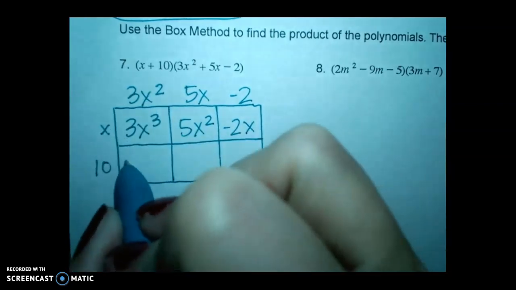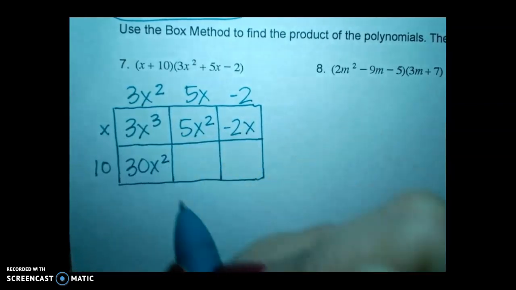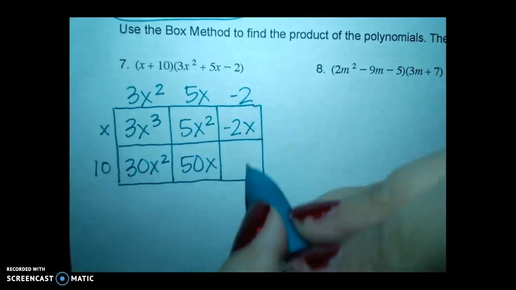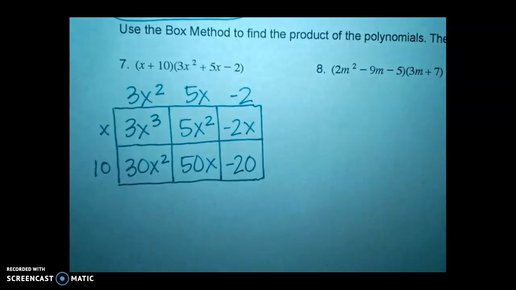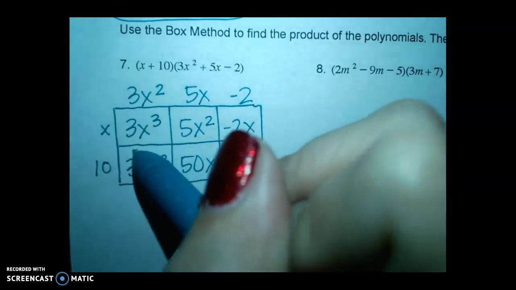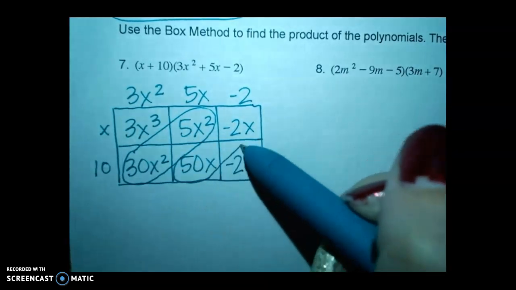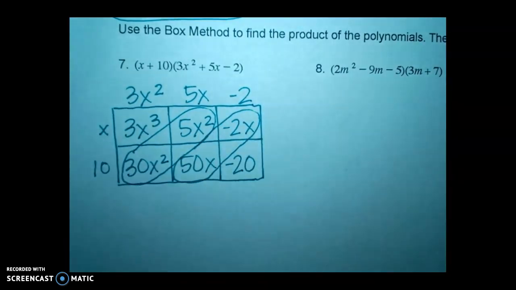10 times 3x squared is 30x squared. 10 times 5x is 50x. And 10 times negative 2 is negative 20. I'm still going to look diagonally for my like terms, but I notice that I've got a couple of diagonals that are like terms with each other.